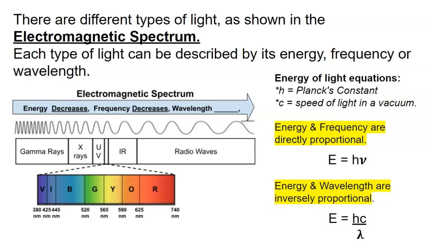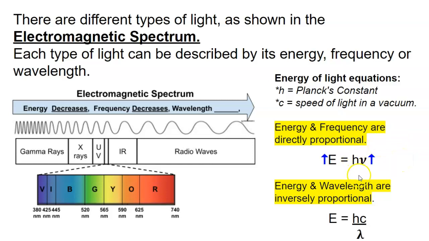So let's see the relationship between energy and frequency. According to this first equation, energy is equal to Planck's constant, given the symbol h, times frequency, given the symbol nu. So energy is equal to Planck's constant times frequency. It's clear that energy and frequency are directly proportional because if you increase the frequency, then the energy will increase by that same factor.